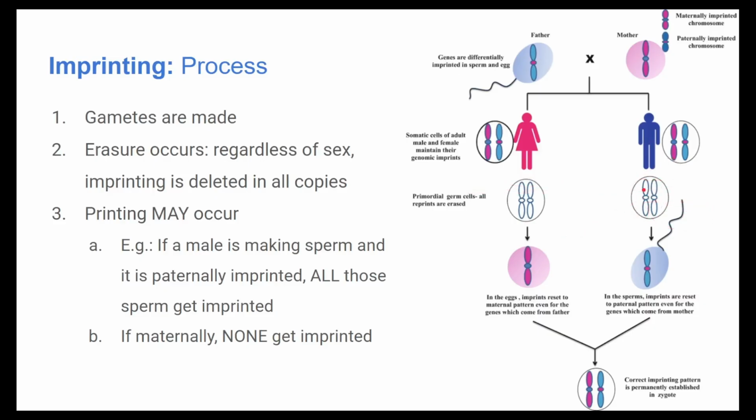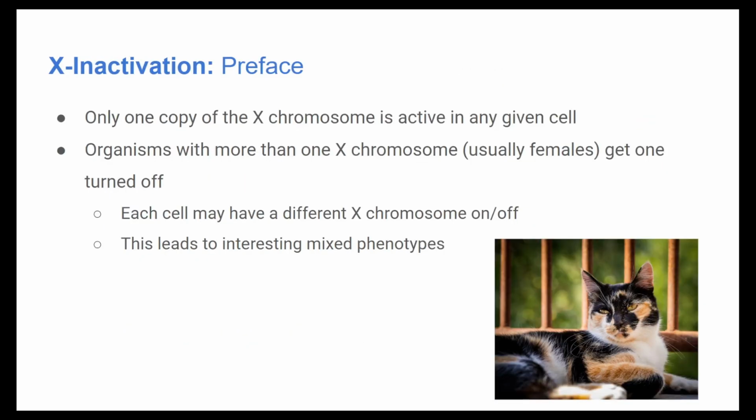Or vice versa, if it's paternally imprinted, as is this example here. A male's making sperm. If it's paternally imprinted, all the sperm are going to get imprinted. If it's maternally imprinted, right, none of the sperm are going to get imprinted. Definitely good to know how to do some pedigrees for this as well. A few activities for that exist.